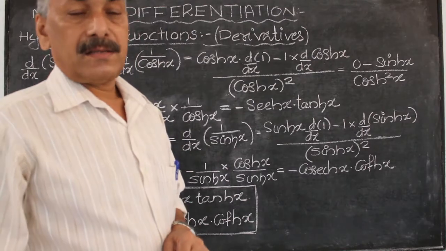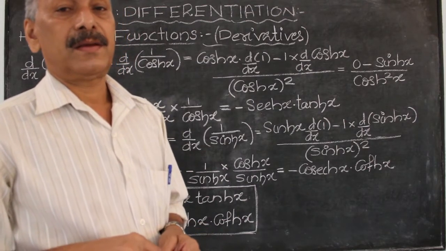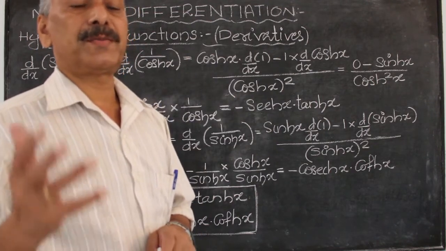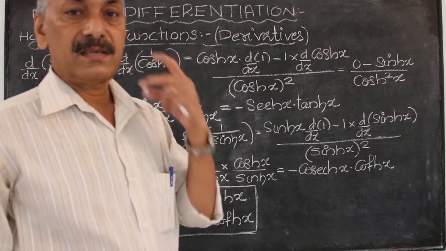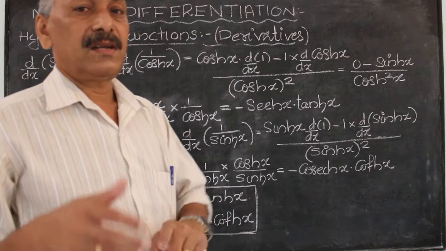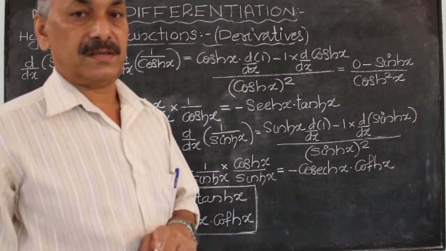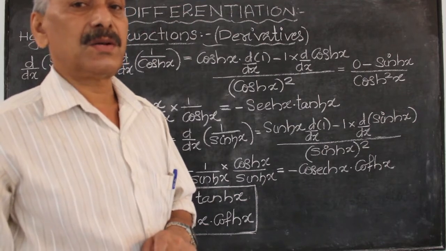In the last class, we discussed the derivatives of hyperbolic functions. Derivatives of hyperbolic functions means derivative of sinh x, cosh x, tanh x and coth x. What is the derivative of sinh x? Derivative of sinh x is equal to cosh x. What about the derivative of cosh x? Derivative of cosh x is equal to sinh x.